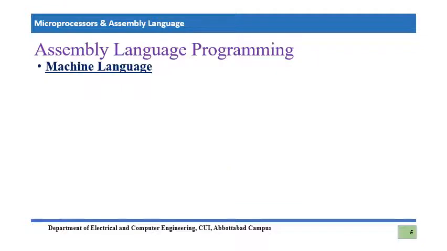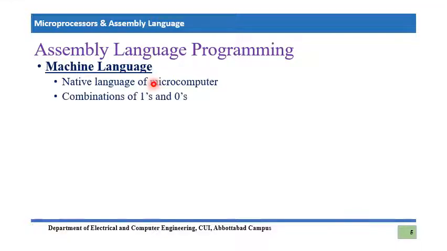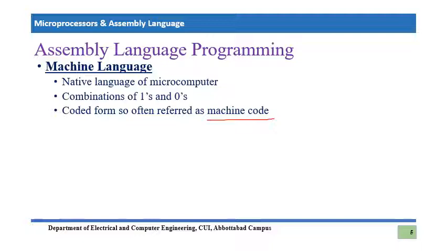Okay, in this slide we are going to discuss machine language, and machine language is the native language of the microcomputer or microprocessor. Or in other words, one can say machine language is the only language which can be understood by a microcomputer or microprocessor. Machine language is nothing but simple combinations of ones and zeros, so it's a kind of coded form. That is why it is normally referred to as machine code. So machine code and machine language are both the same thing.